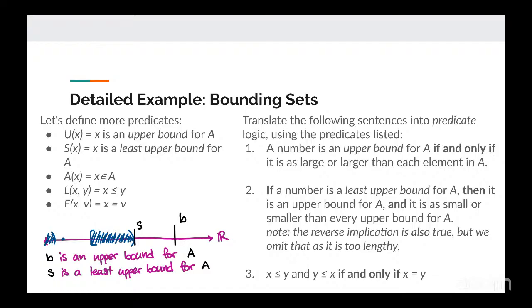We're going to say a number is an upper bound for A if and only if it is as large or larger than each element in A. So in this example here, B is going to be an upper bound for A. And why is that? It's because every element of A, so everything in this blue set, is as small or smaller than B. So it's an upper bound if it is as large or larger than every element of A. And then maybe let's just do number 1 for now, and then we can come back and talk about number 2 and 3.